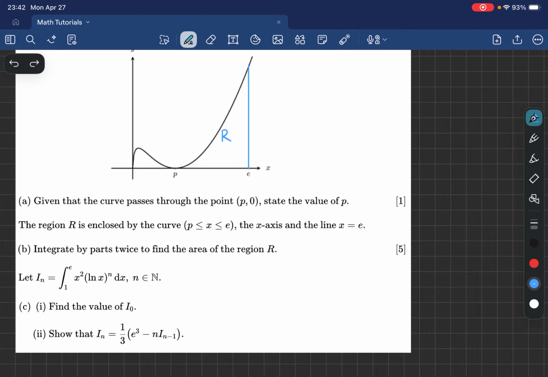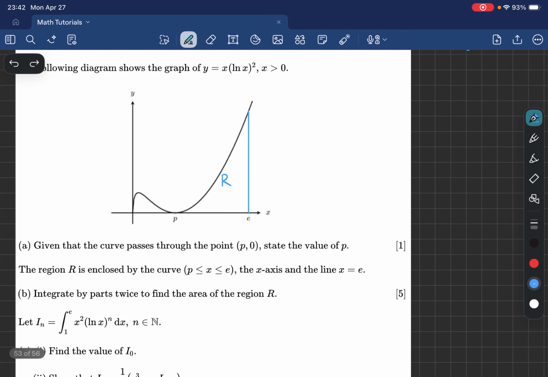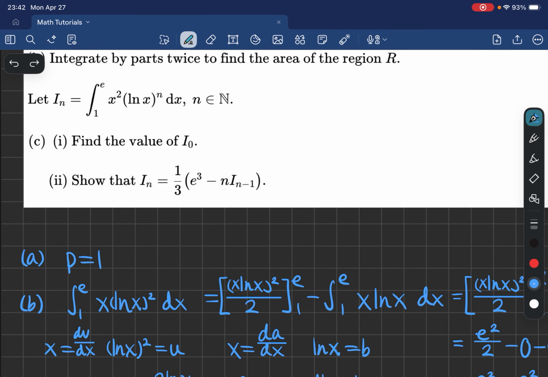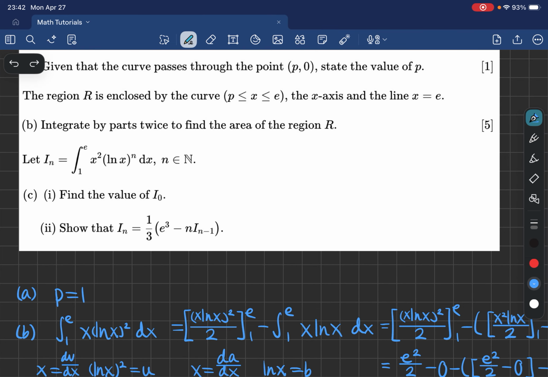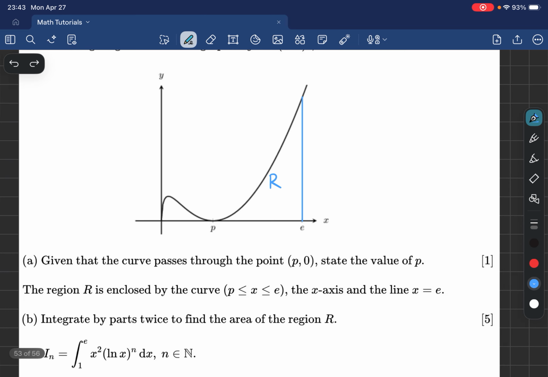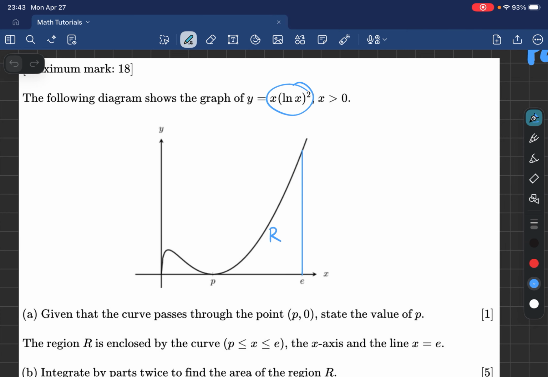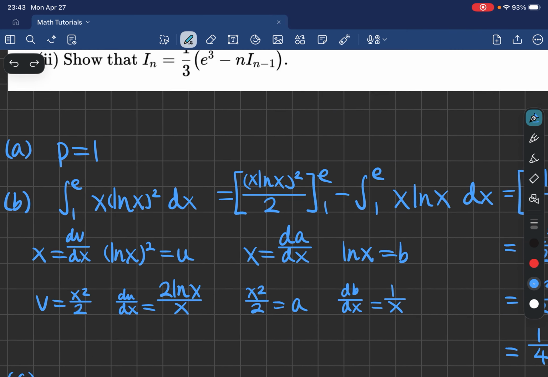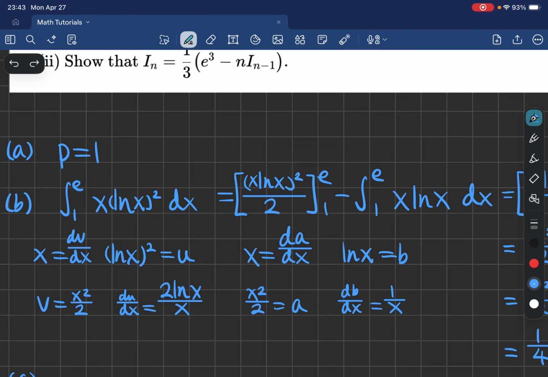So this is for part C, so don't get confused. This is not for part B. For part B, we have to write out the integral on our own. So since p equals 1, we have from 1 to E, and then we have the integral of this original function, dx. And so we want to do the first integration by parts right now.